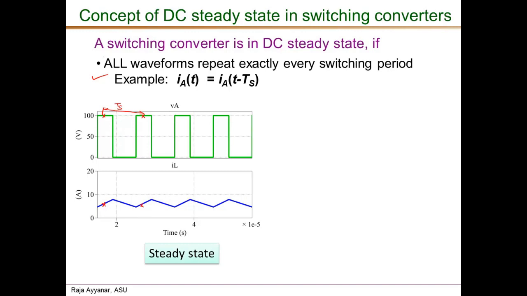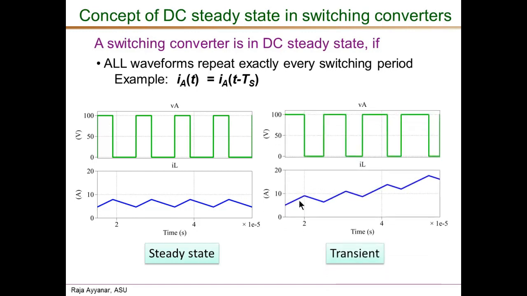One key point to note is that the definition requires all the waveforms. It is possible in a circuit that v_A obeys this expression, but some other quantities like the inductor current may be either increasing or decreasing. Then the circuit is not in steady state. So we require all the waveforms to have this property. And this is an example of a non-steady state or a transient condition. Clearly, you can see that both v_A and i_L violate this condition. The duty ratio of v_A is constantly increasing, and similarly the inductor current is also continuously increasing. Therefore, the value at a given time is not exactly the same as the value one period before or one period after.